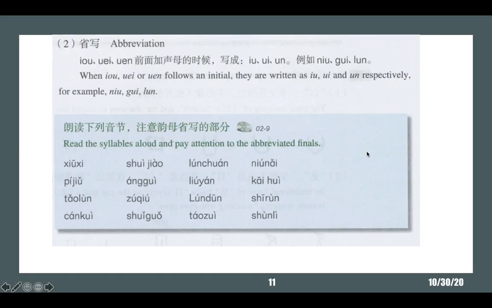What about abbreviation? For E, O, U, A, U, N, especially when they follow an initial, they are written as EU, UI, and UN. Also, please do these exercises. Last week we did some of them, so this time it could be easier for you.